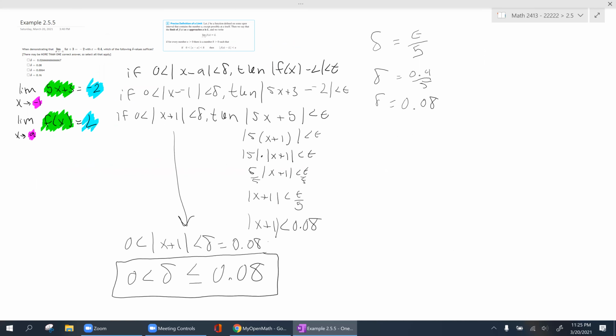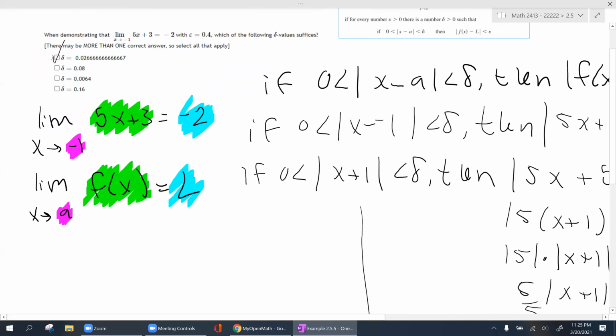But here you have some options, all right? You do have some options. 0.02 with ongoing sixes. That is less than 0.08, right? So I can use this. I would say yes, I can use that. The right-hand side, it's an equal sign, it's less than or equal to 0.08. So yes, I can use that.